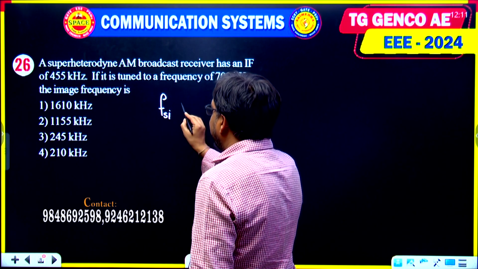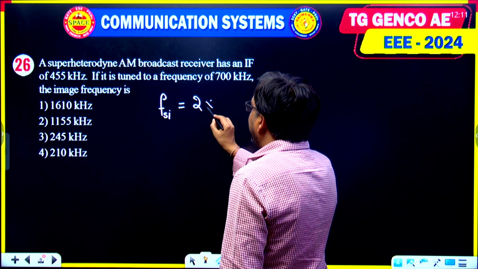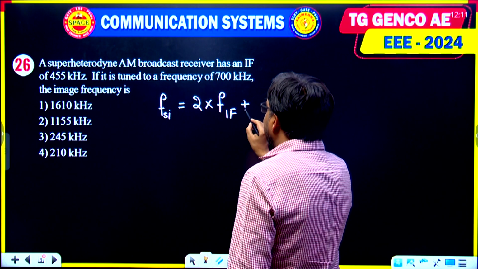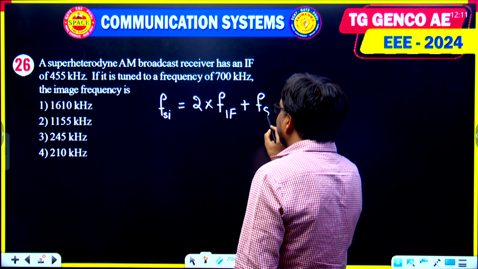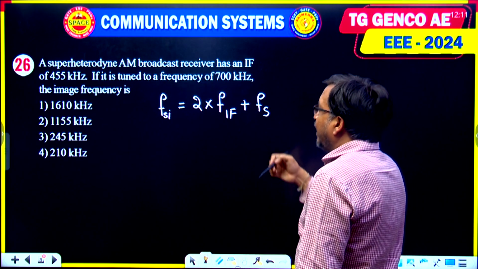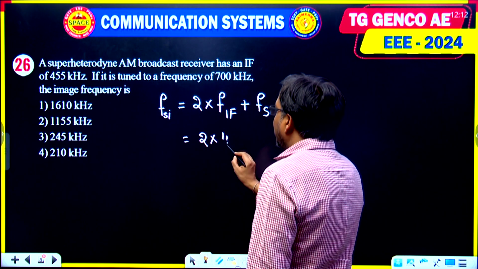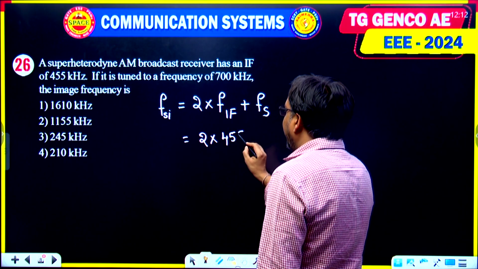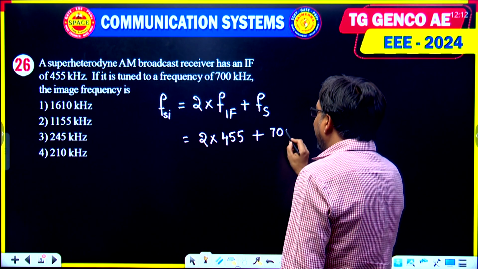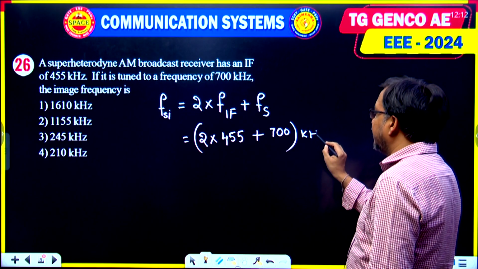FSI, image frequency equals, there is a formula: 2 into intermediate frequency plus signal frequency. Students, 2 into intermediate frequency plus signal frequency. What is the intermediate frequency given here? 455 kilohertz. 2 into 455 kilohertz plus the signal frequency, 700 kilohertz. Both are in kilohertz, so I am writing kilohertz.